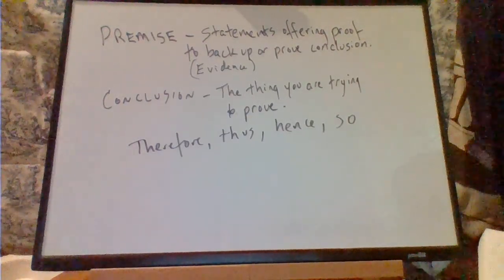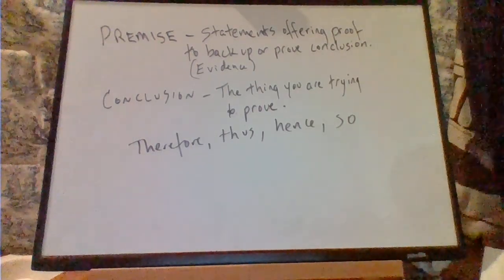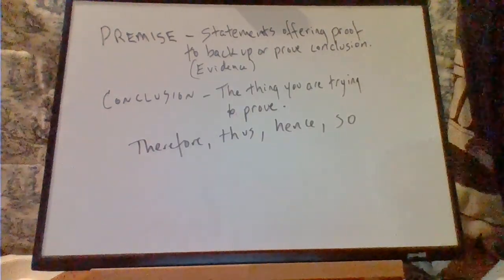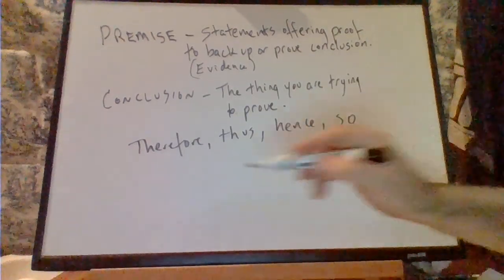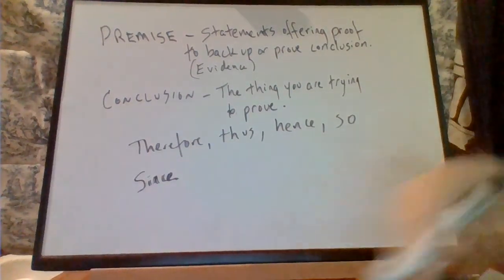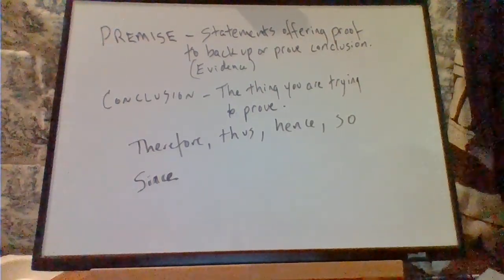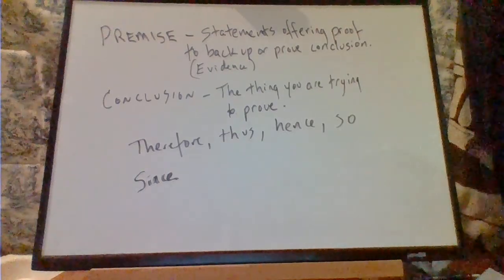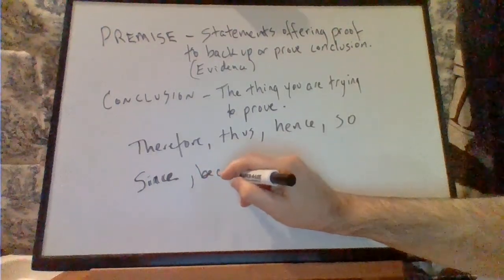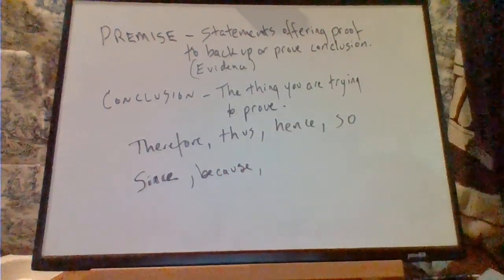Now, in terms of premises, there are also important premise indicators that are given there as well. The big one, probably the biggest one, is since. We see that one a lot. Right? Since this occurs, then, okay. Because is another one that we use a lot. Due to the fact that.